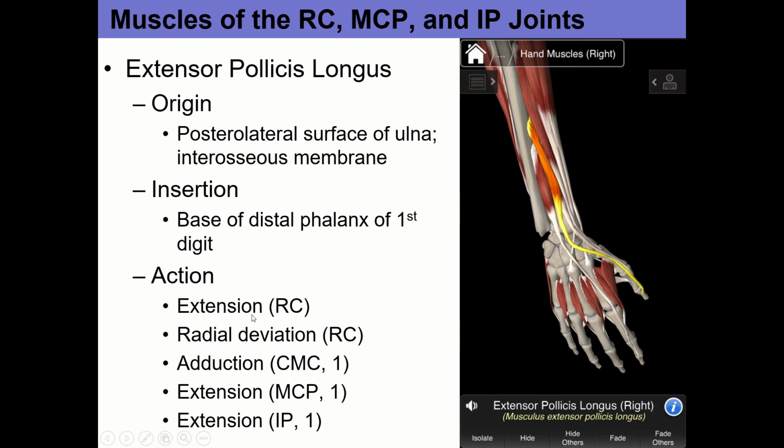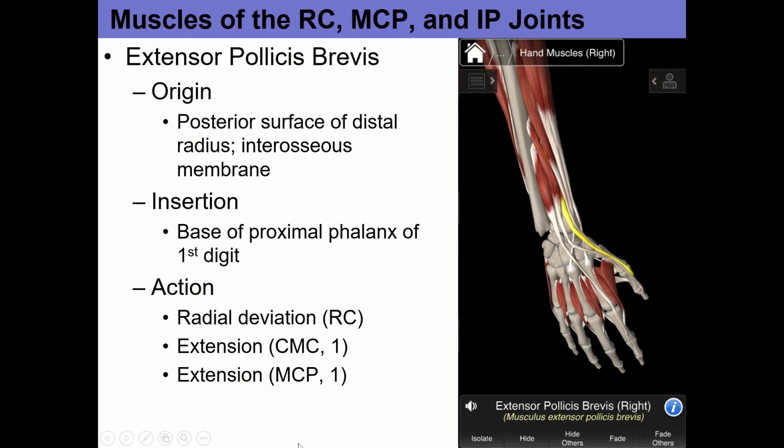At the wrist, it's an extensor and a radial deviator. Then the carpometacarpal joint, which remember is between the trapezium and the proximal aspect of the first metacarpal, that's your carpometacarpal joint. It's an adductor there. And again, 1 means first finger. And then it's an extensor at the metacarpophalangeal and an extensor at the interphalangeal. So the next one is extensor pollicis brevis.